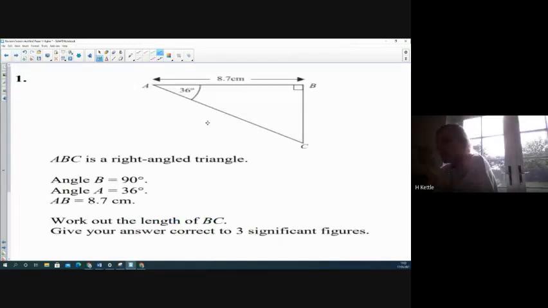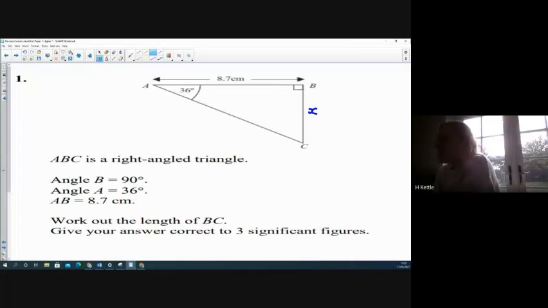Okay, ABC is a right angled triangle. And we've got to work out the length of BC. So BC is this side over here. So I'm just going to put an X there so I know that that's what I'm going to work out. Now this again is a right angled triangle, which makes me think it's either going to be Pythagoras or SOHCAHTOA. But because we've only got one side and we want to know another side, I can't use Pythagoras. And there's an angle involved, which makes me think it's going to be SOHCAHTOA.